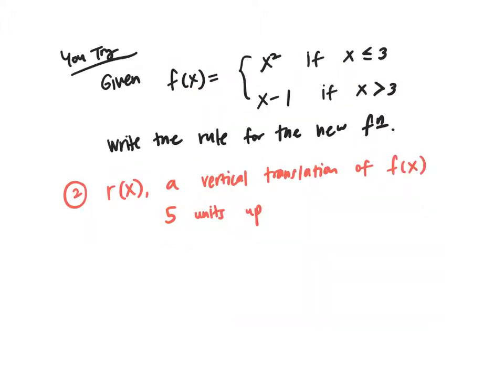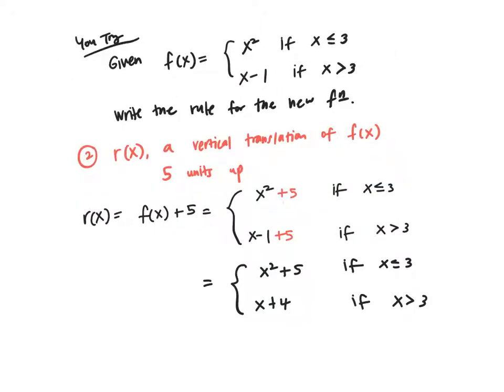Find r of x, a vertical translation of f of x 5 units up. So r of x is a vertical transformation, so you would take f of x and you're going to add 5. This means only the y values are affected. So you take whatever the output is and you're going to add 5 to it. So again here, this is your domain, your input. It's not going to be affected since your new rule is that you take your y and add 5. So you're going to take your y and add 5 to it.